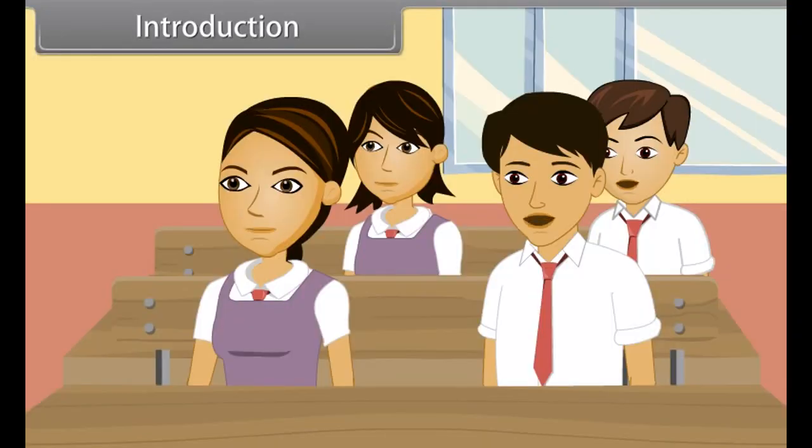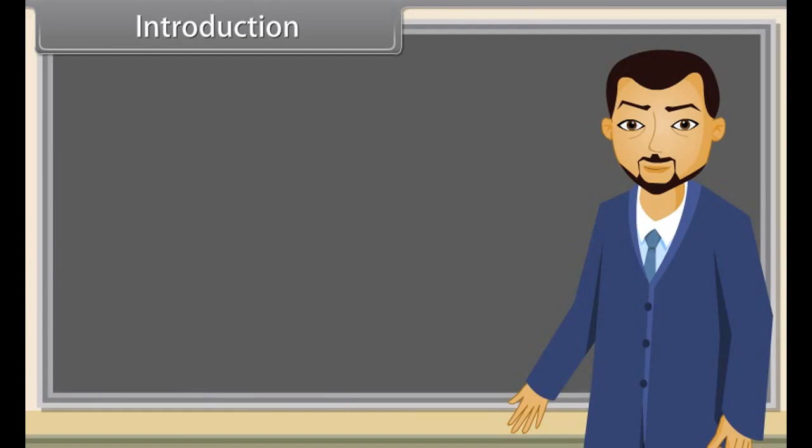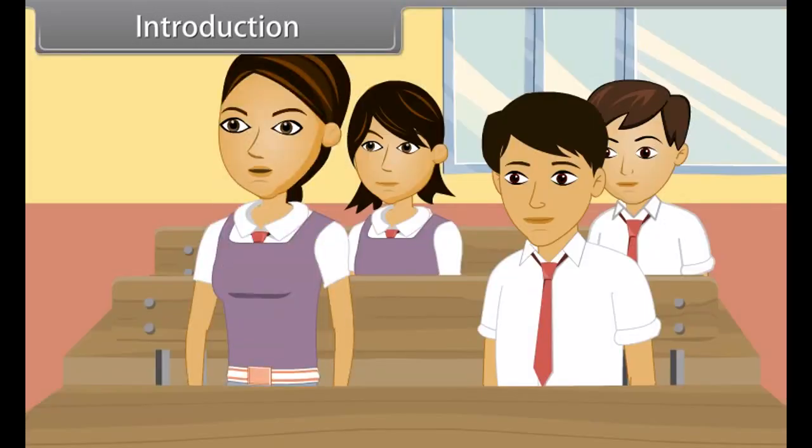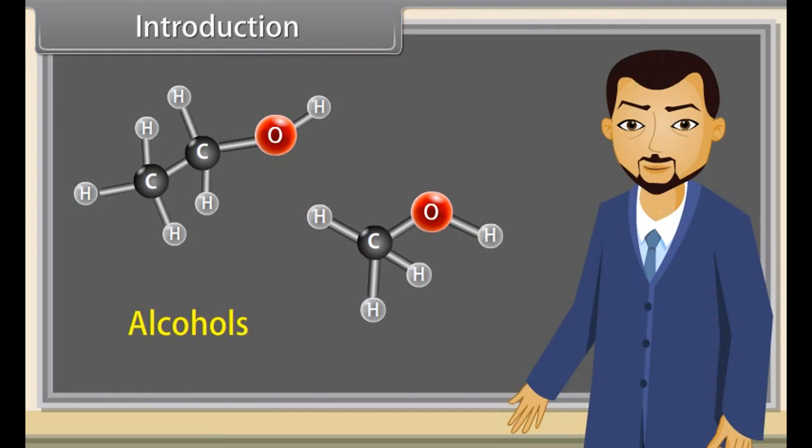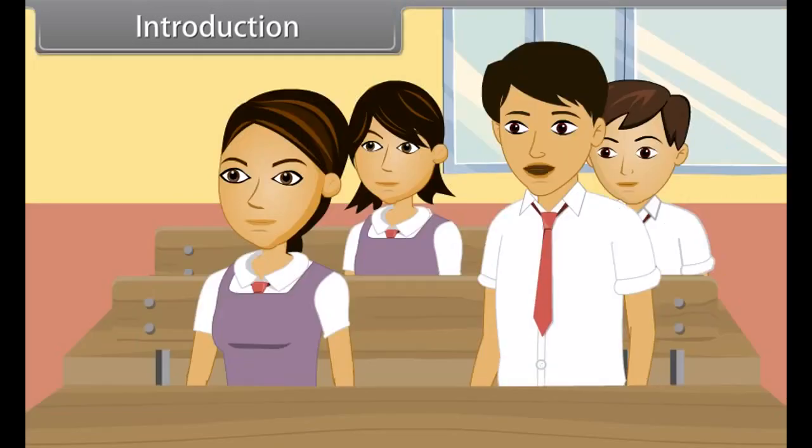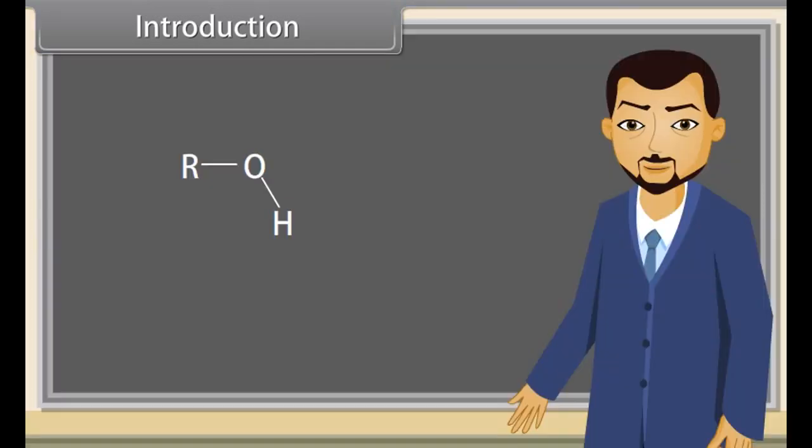Good morning, teacher. Good morning, students. Today we will learn about alcohols, phenols and ethers. Sir, what are alcohols? Alcohols are compounds in which one or more hydrogen atoms in an alkane have been replaced by a hydroxyl group. What is a hydroxyl group, teacher? The hydroxyl group is a functional group consisting of a hydrogen atom covalently bonded to an oxygen atom.